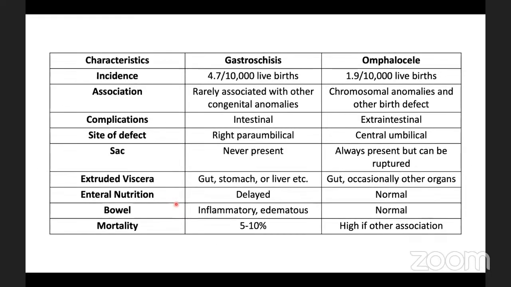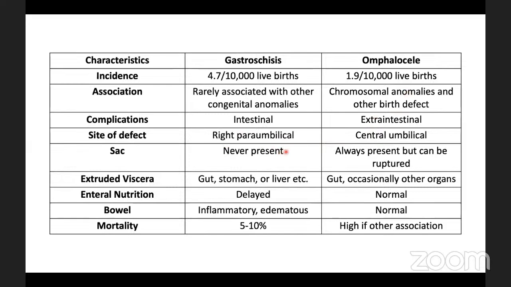And finally, just to show the important differences between gastroschisis and omphalocele. The incidence we can see is 4.7 per 10,000 live births for gastroschisis and 1.9 for omphalocele. Gastroschisis babies rarely have associated congenital anomalies, but it is more common in omphalocele. Complications for gastroschisis are mainly intestinal, but in omphalocele they are extraintestinal. The site of the defect is right paraumbilical in gastroschisis, while central umbilical in omphalocele.